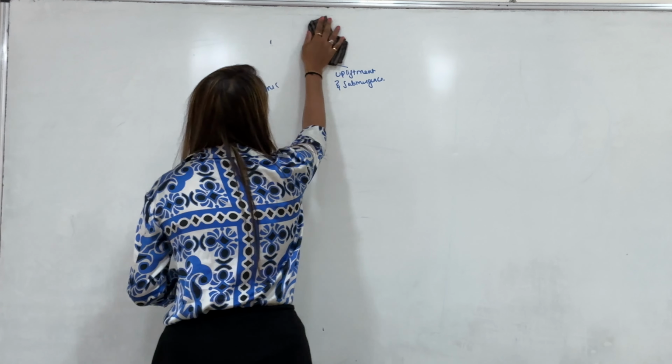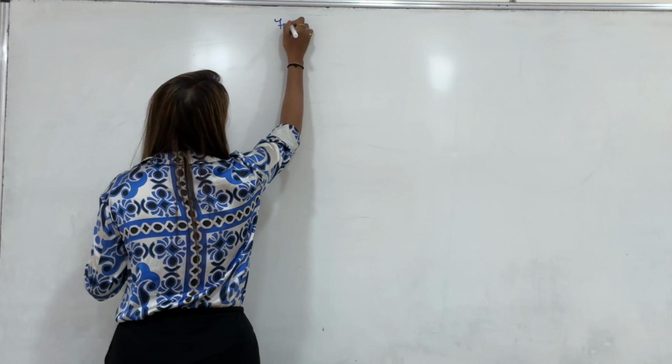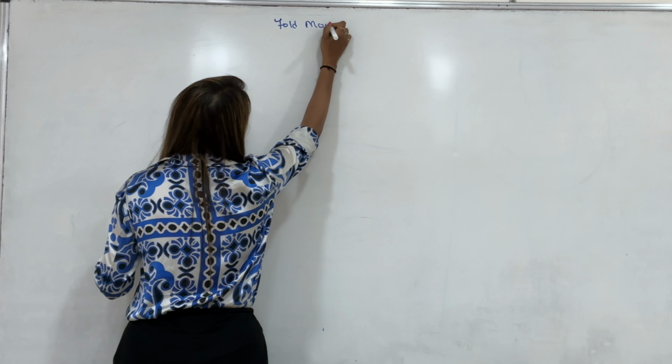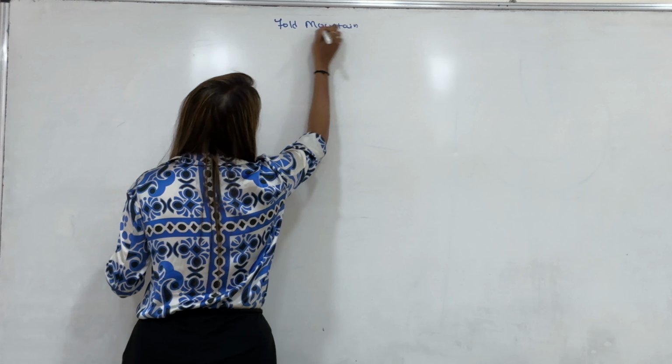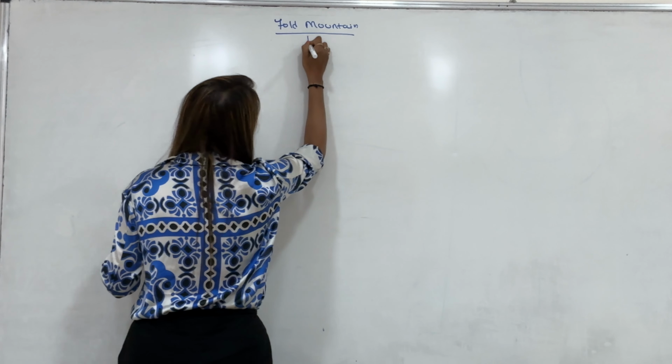First, let's talk about fold mountain. Fold mountains are caused, very important to write this word, because of lateral compression. Fold mountains are formed because of lateral compression of Earth's crust. When Earth's crust compresses laterally, it leads to formation of fold mountains.